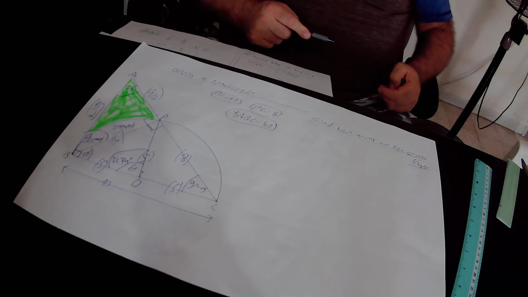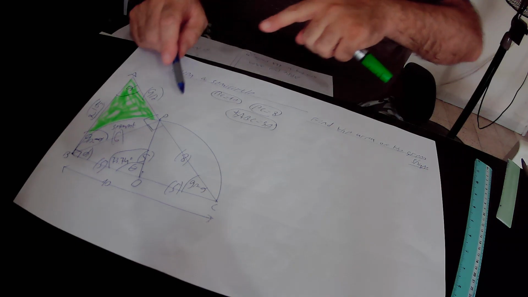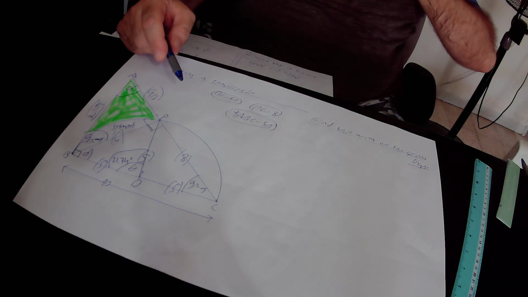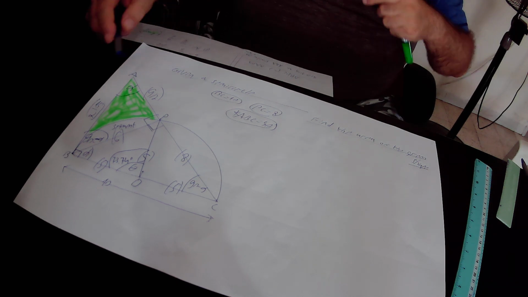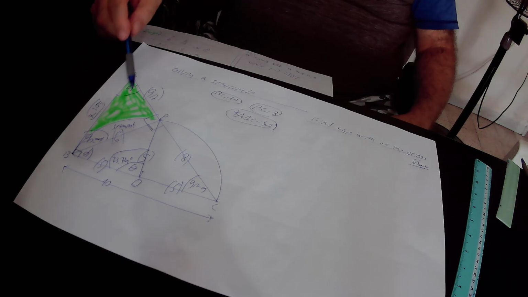In addition, you know that PC equals 8 units in length. This angle ABC is a right angle. Again, our task is to find out the area of this green shape.